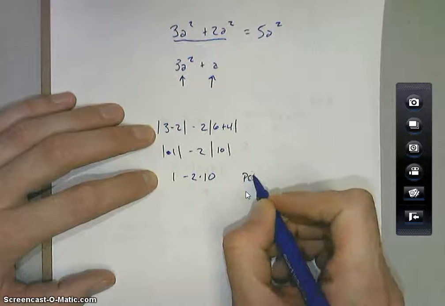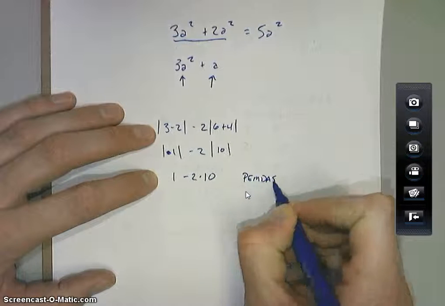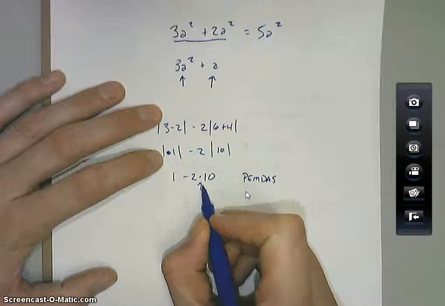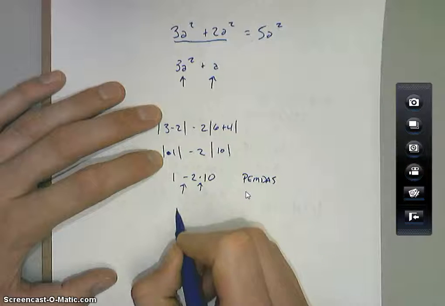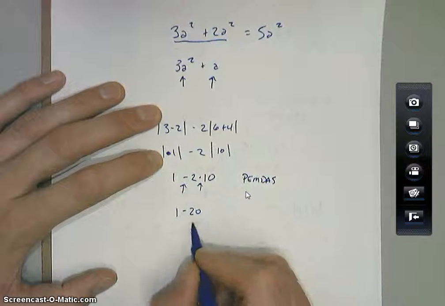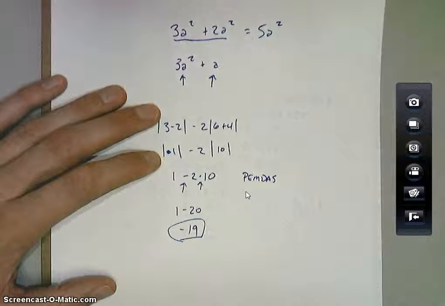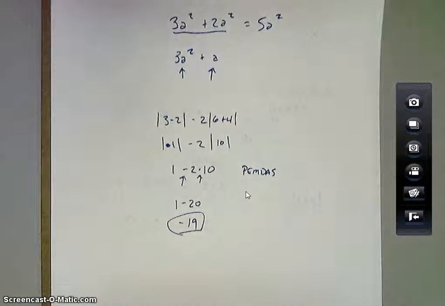Now remember your order of operations before you continue, or you'll get this wrong. We want to multiply before we subtract. So we have 1 minus 20, which is negative 19. So no matter what, please remember your order of operations. And when we are simplifying expressions, combining like terms, we have to have the same base and the same exponent.